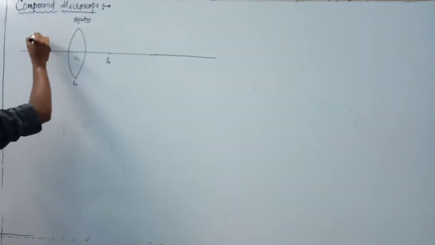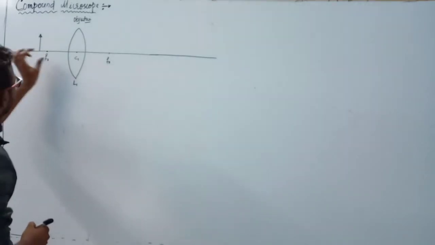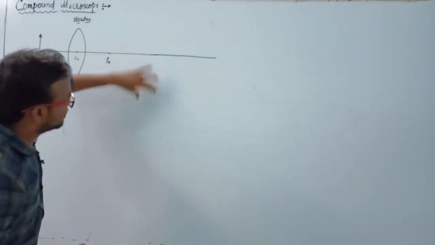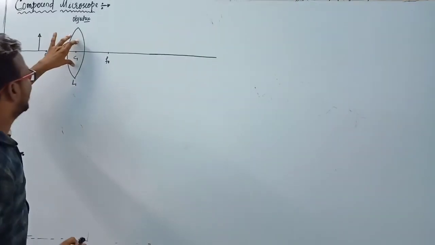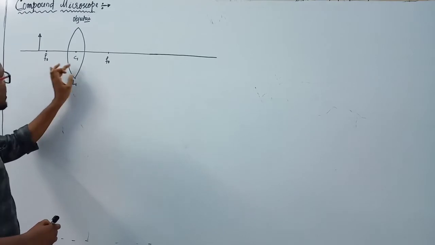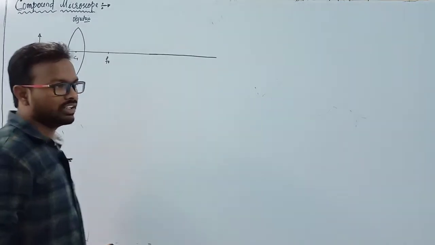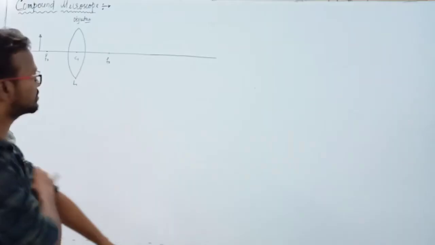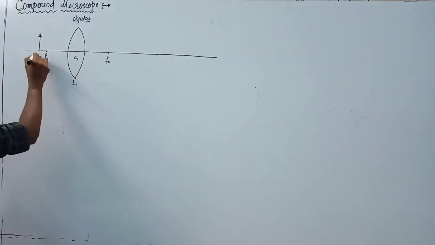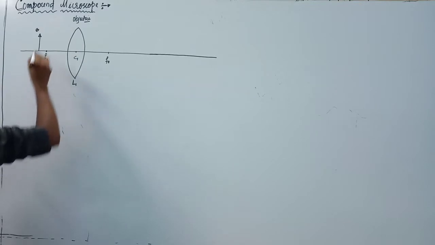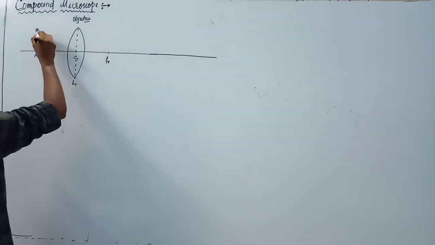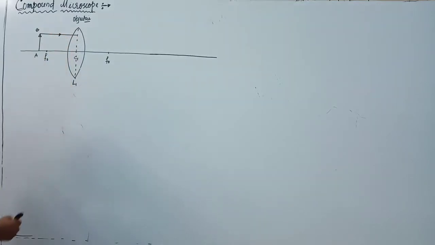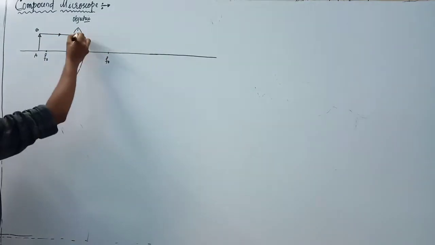Suppose there is a small object which lies beyond the focus point. Then the image will be an inverted and magnified image which is beyond 2F. Clear? That is for a convex lens. If the object lies between the focus and the optical center, then we get a virtual image, which we discussed in our previous class, that is the simple microscope case. Now we will discuss the compound microscope. There is an object AB situated on the principal axis beyond the focus point, and the ray which is parallel to the principal axis, after refraction through the objective lens, passes through the focus point.